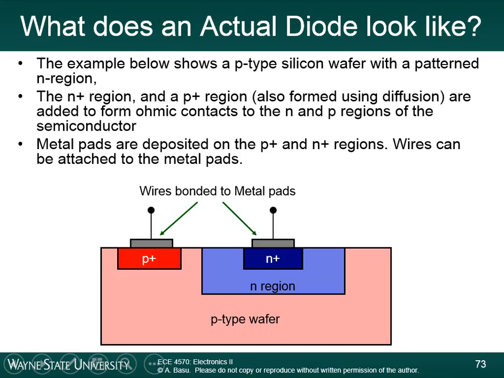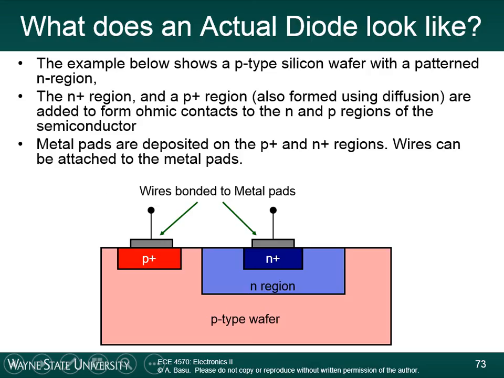This is what an actual diode looks like. So, sort of summing up this module, the example below shows a p-type silicon wafer with a patterned N region. The N plus and the P plus regions, which are also formed using diffusion, are added to form ohmic contacts to the N and P regions of the semiconductor.